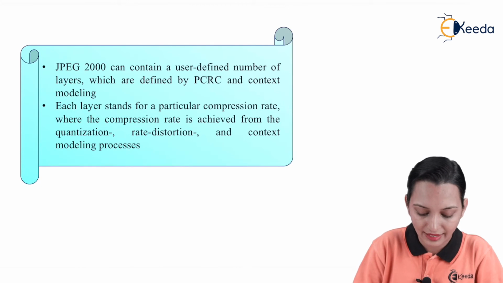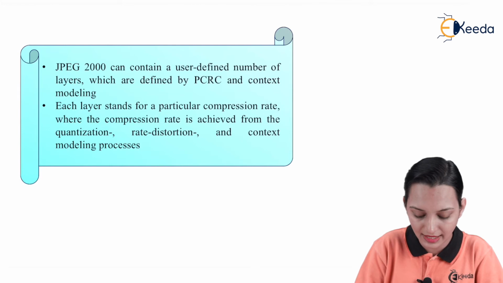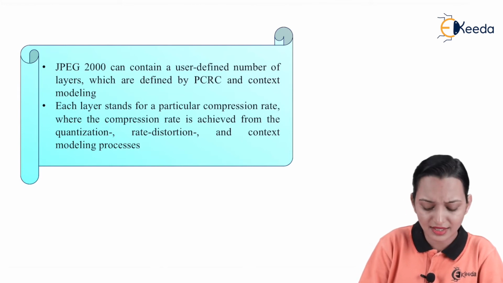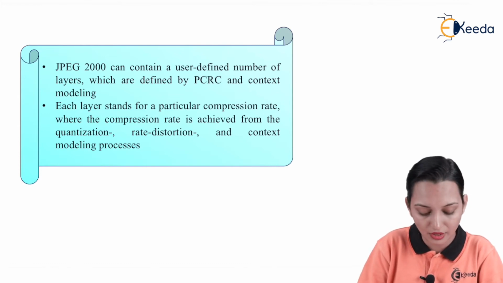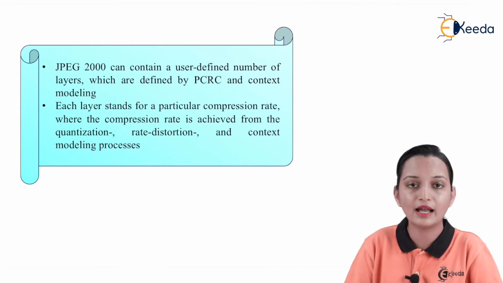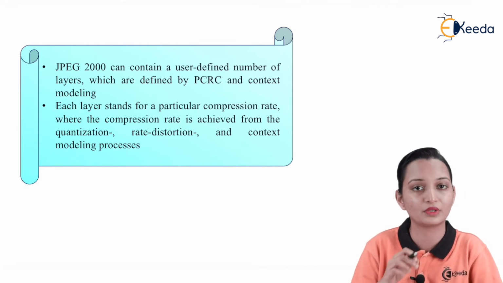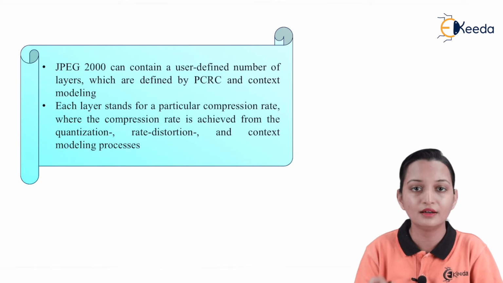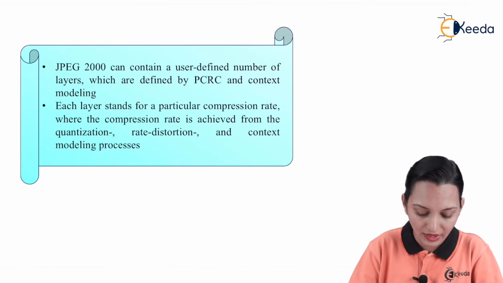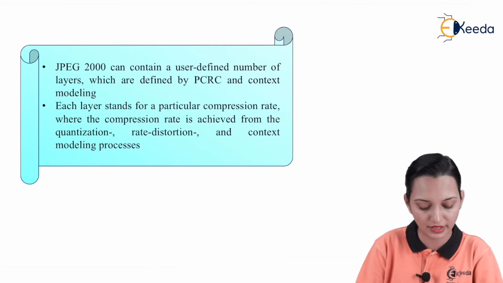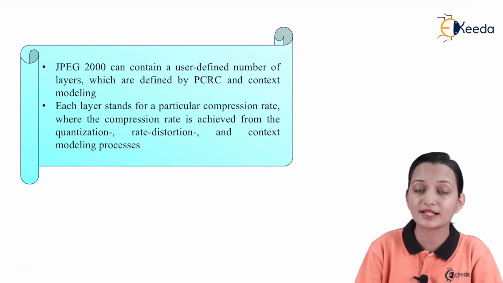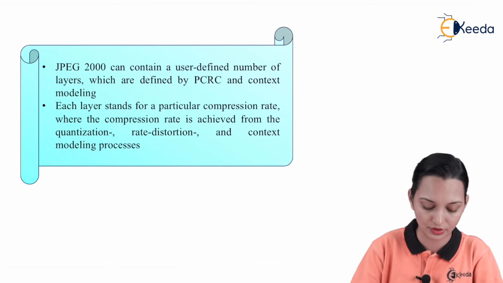JPEG 2000 can contain a user-defined number of layers which are defined by PCRD and context modeling. These are the methods which we have to see in detail, PCRD and context modeling, which we can use for development of JPEG 2000. As we have already discussed, there are two types of layers, highly informed layers and lower informed layers. Like that, the user can define or introduce the number of layers in JPEG 2000. Once again, this is the advantage of JPEG 2000.